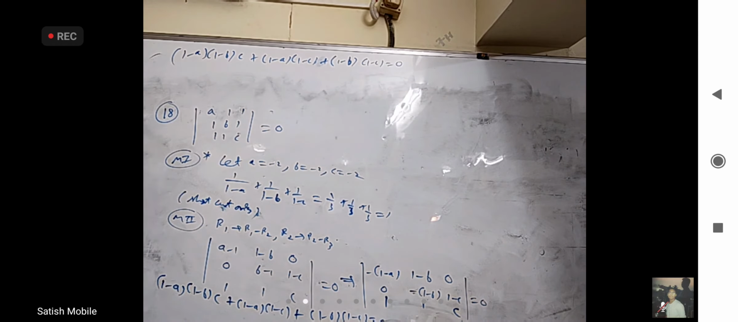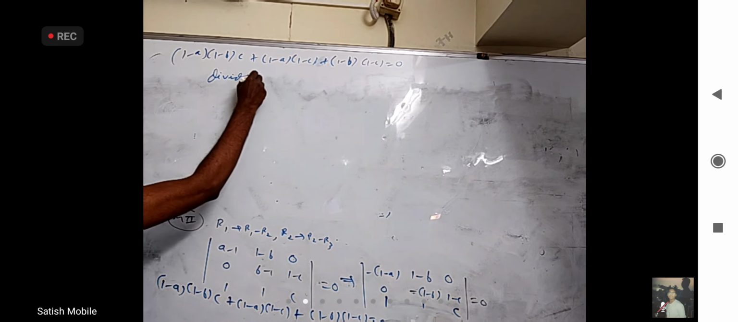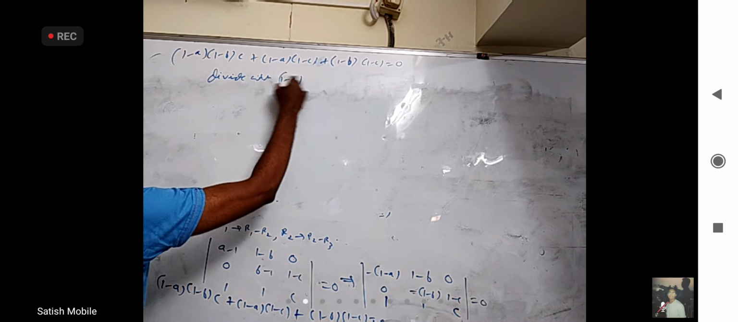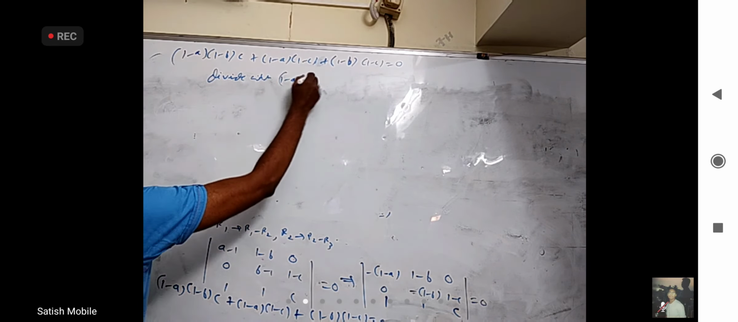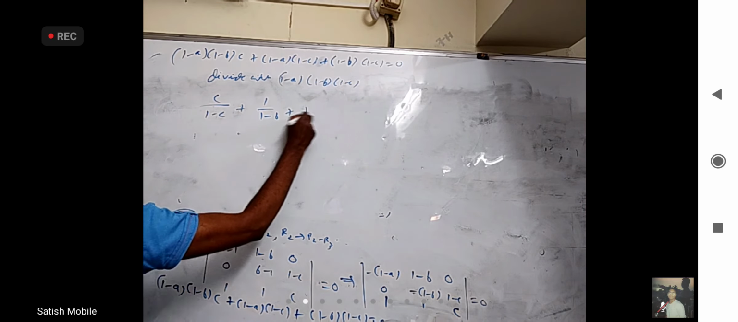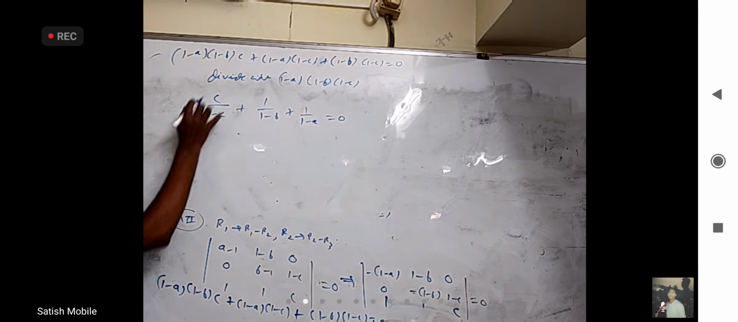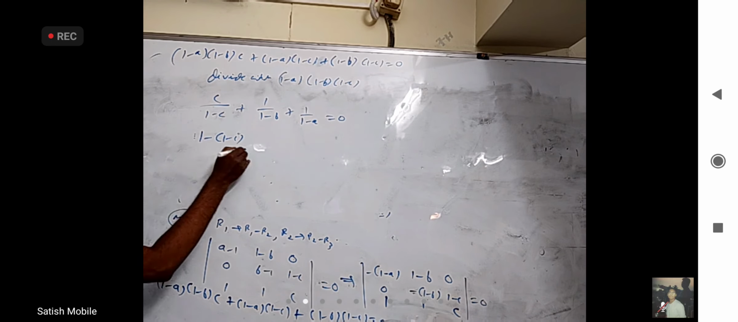Method 1. Okay. I am going to divide with 1 minus a into 1 minus b into 1 minus c everywhere. So when I divide here, I'll get c by 1 minus c. Here 1 by 1 minus b. Here 1 by 1 minus a equal to 0. I almost got it, but I don't want this c. How to avoid this c is, c can be written as 1 minus (1 minus c).